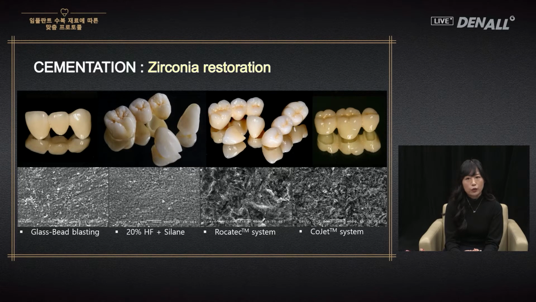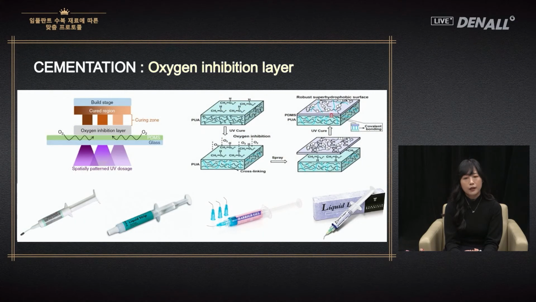However, in the case of zirconia, it does not respond to hydrofluoric acid, and therefore, mechanical wear via Rocatec or CoJet is necessary to increase the roughness. In the case of resin-type materials, curing does not occur due to oxygen if it is in contact with air. The thin layer is called the oxygen inhibition layer, and in order to prevent this, the following gel needs to be applied during the curing process.